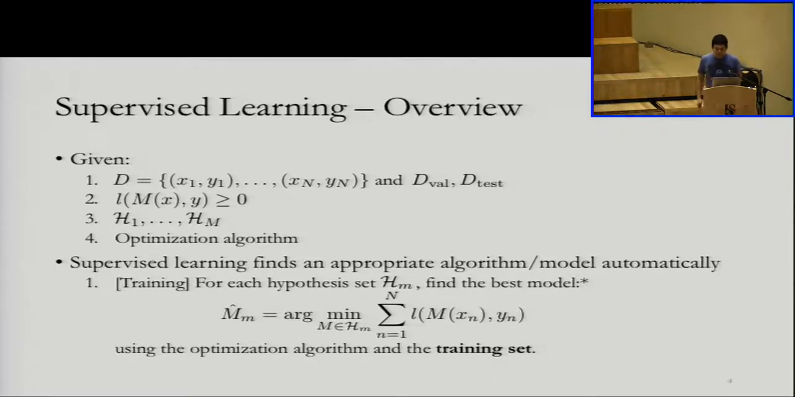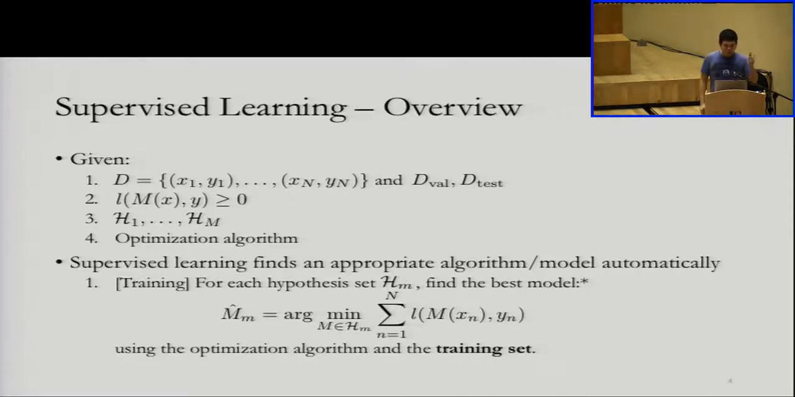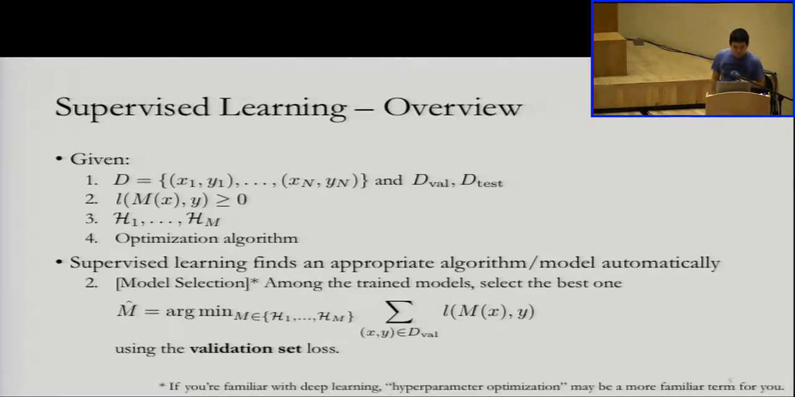But then the issue is that we are not going to consider only a single hypothesis set. We're going to consider multiple hypothesis sets. I'm going to talk about what those hypothesis sets will correspond to soon. And then what we need to do is, among all those models that we have found, so we had all those hypothesis sets, and within each of them we found a model that's going to minimize the loss function on the training set.